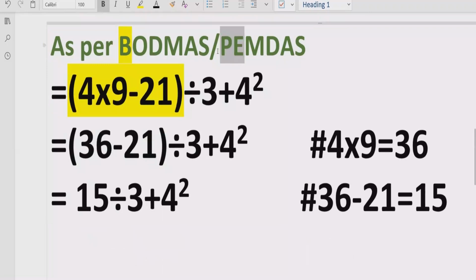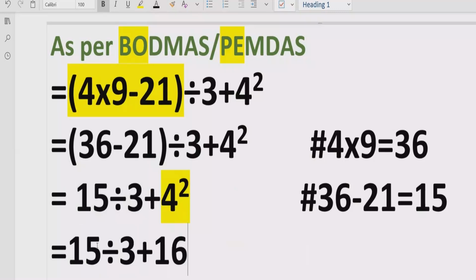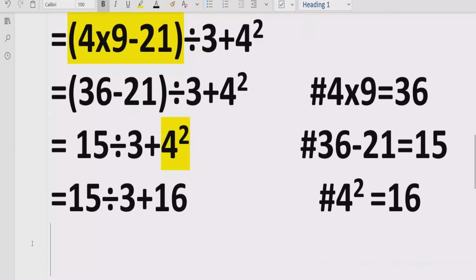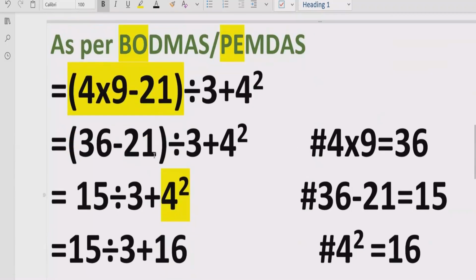Now we have to solve the exponent part, or you can say the order of operation. So here we have one order of operation or exponent part which is 4 raised to power 2. So we have to write this one, plus 4 raised to power 2, which means 4 multiplied by 4, which equals 16. And here we have to give the reference like 4 raised to power 2 equals 16. We will write 16 here. Now we have solved this one.